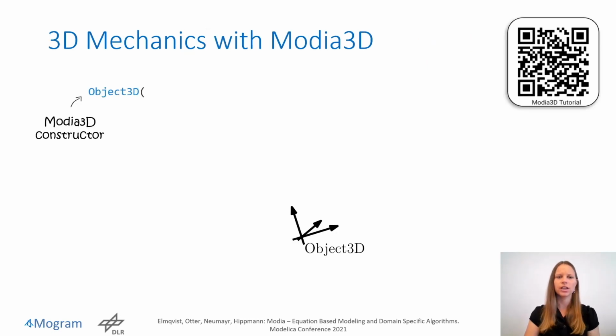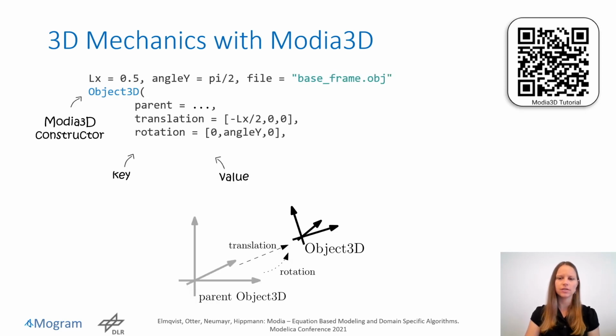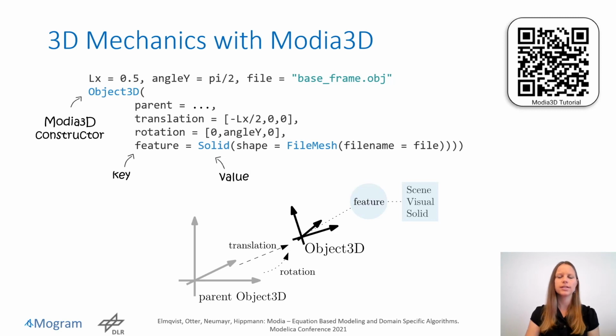An Object3D is the core element of Modia3D. It is located relatively to its parent. If it should have physical behavior, it's defined as a solid feature. The world Object3D is the only one with a scene feature.